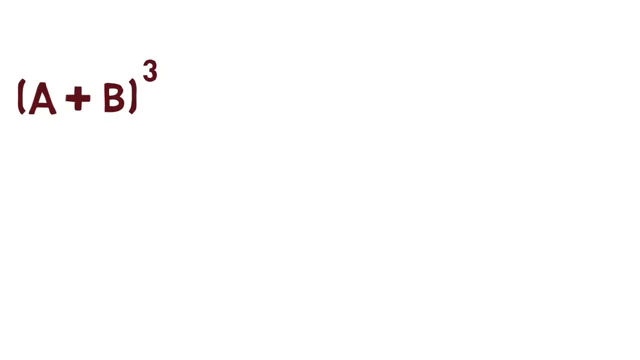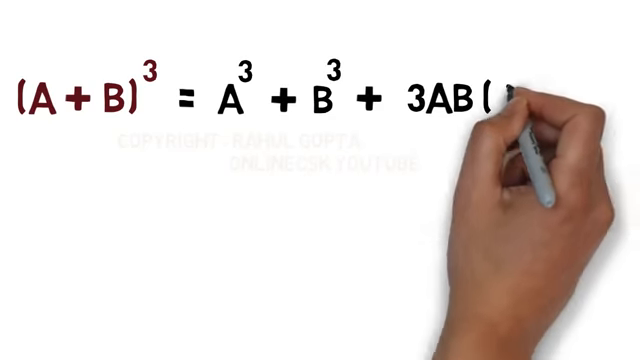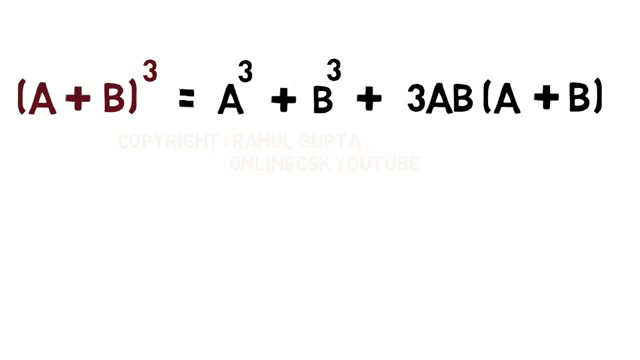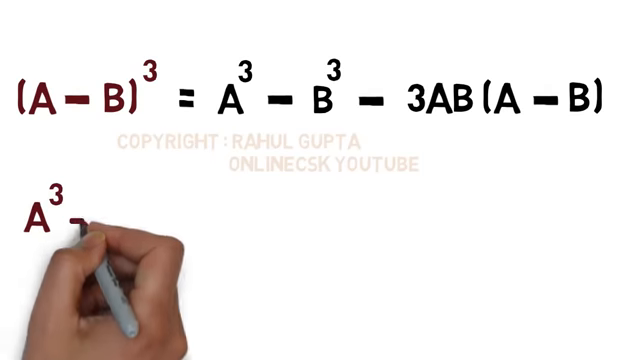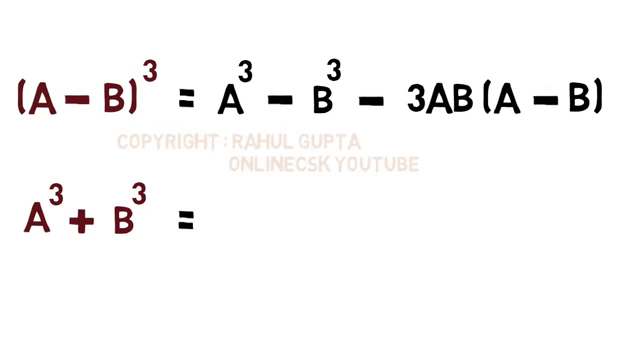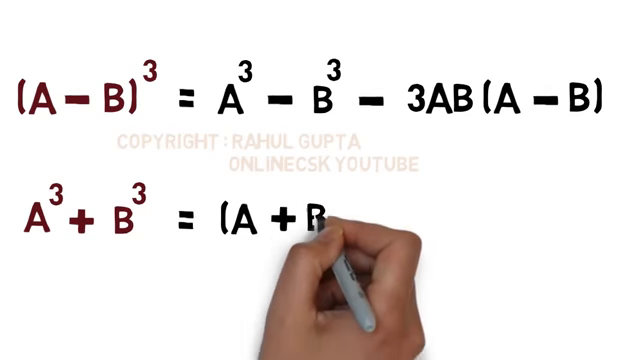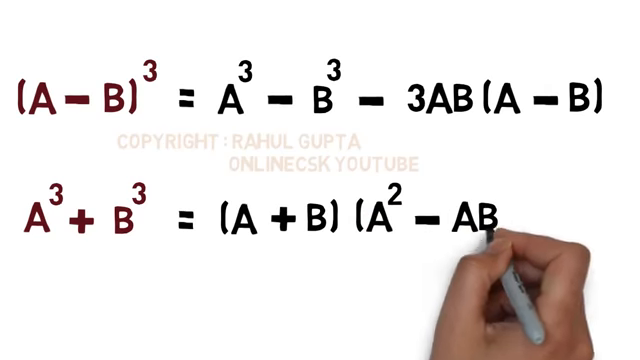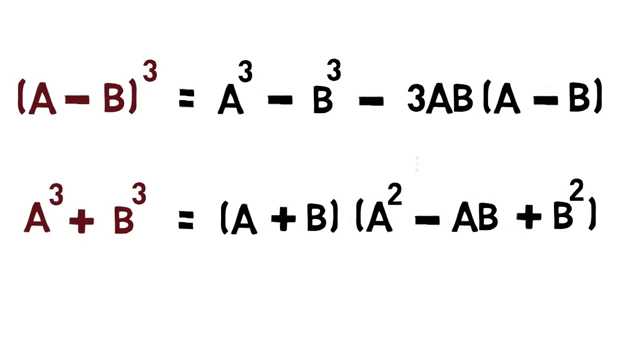My dear friends, now let's try to figure out the cube of A plus B. (A + B)³ is equal to A³ + B³ + 3AB(A + B). If I consider this with negative sign, the expression would become like this. Now in the same way, the cubic expression can be written as A³ + B³ = (A + B)(A² - AB + B²). This is another form of writing this. Now if you change the sign of A³ + B³ to A³ - B³, the expression would become like this.